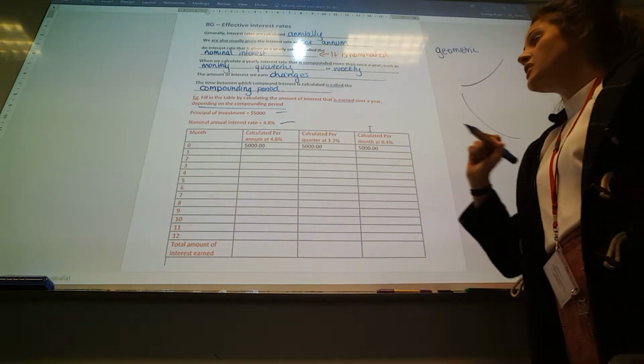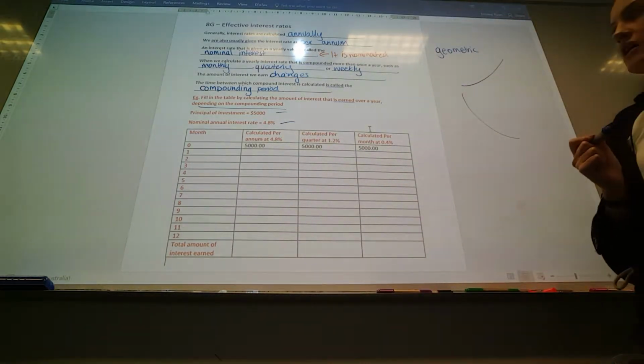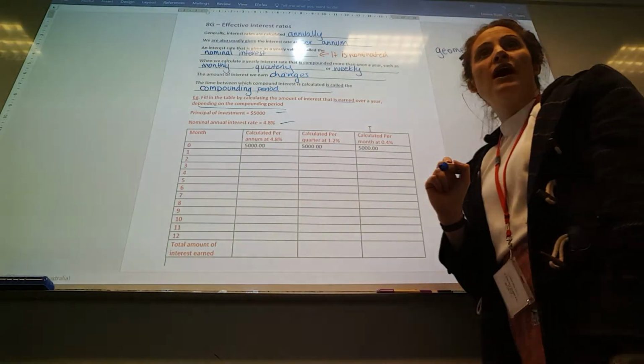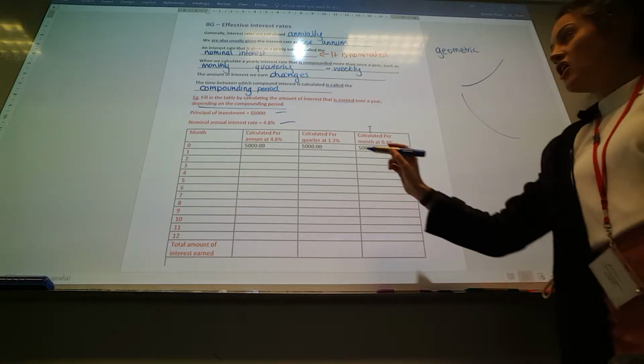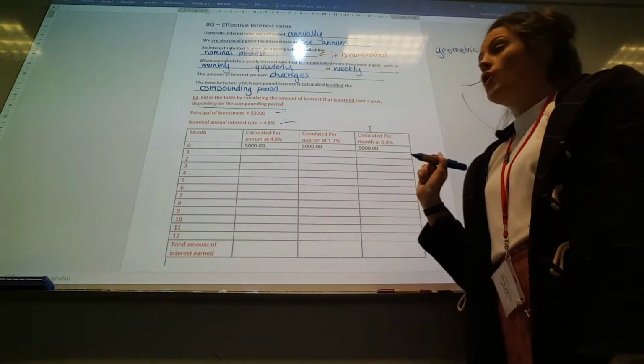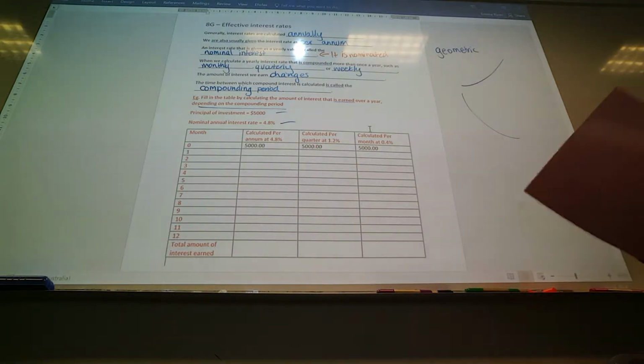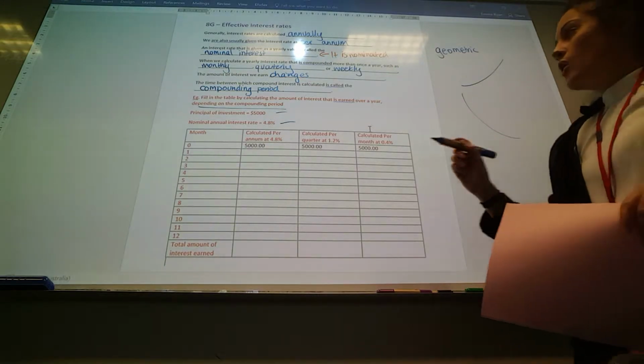Okay, and they've given us 3 options. They said you can compound it yearly, so per annum. You can compound it per quarter, or you can compound it per month. All right, they're the 3 options the bank has given us. So what's going to be the best option for us?